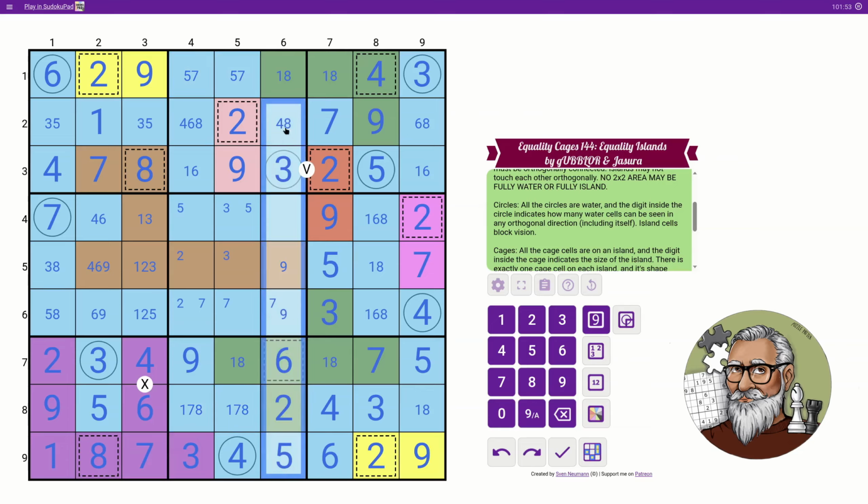Right. Where is 7 in column number 6? Well, it's not there. So this one has to be 7. And if that one is 7, and this one is 9, and again, column number 6. This one isn't 9 anymore, but that one is.